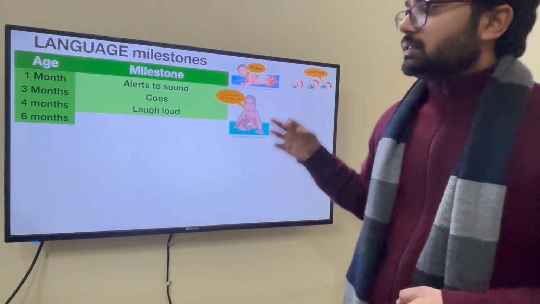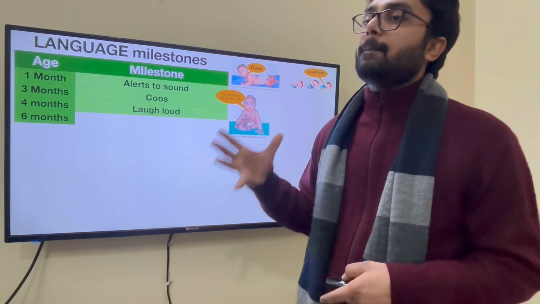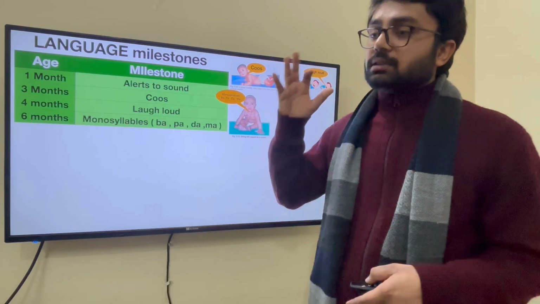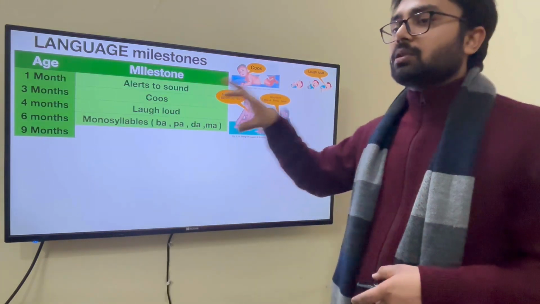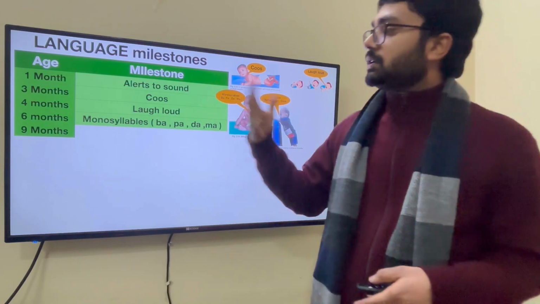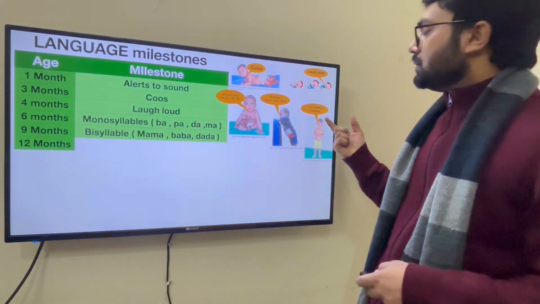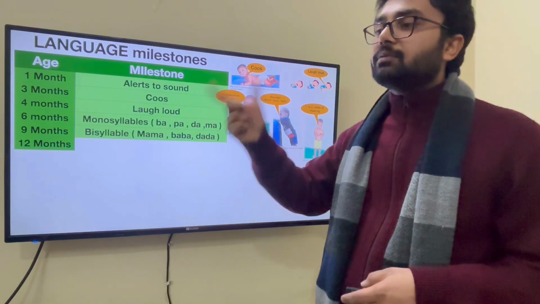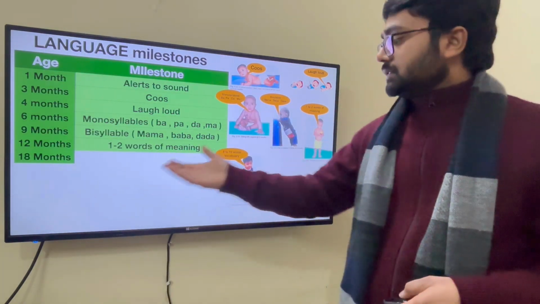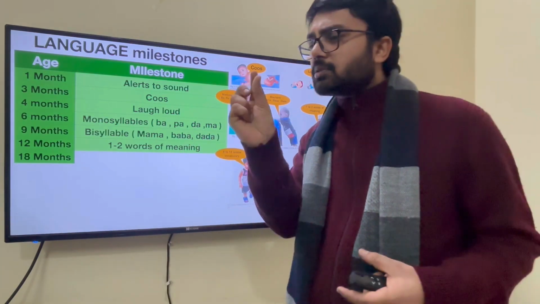At 6 months, the child who was sitting with support can have monosyllables like ba, pa, ma, da. These are the monosyllables. At 9 months, the same child has developed bisyllables, that is mama, baba, dada. He can speak. At 12 months, the same child can now produce 1 to 2 meaningful words. At 18 months, the same child has a vocabulary of 8 to 10 words. He can frame small sentences.